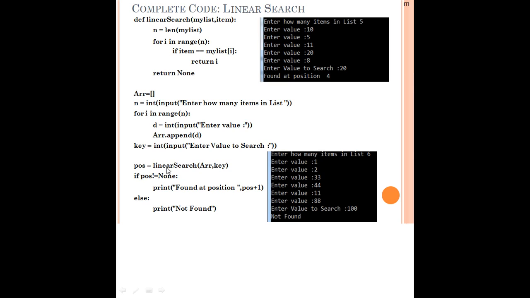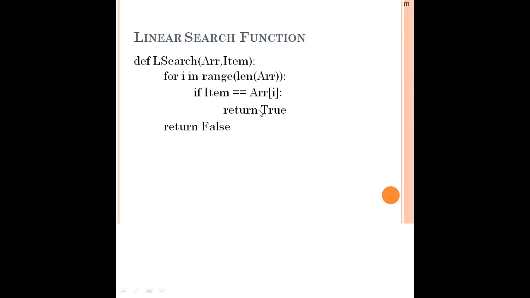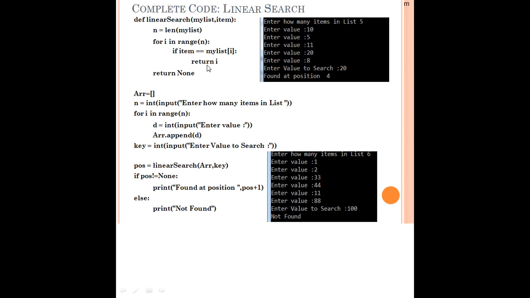Now the function linear search, which has a definition written here, is nothing but traveling from the first element to the last element, and every item is checked. If it is there, it returns true. In our earlier slide you might have seen return true and return false. Here, return i is what? What is i exactly? i is the position, the index where the element is found, and that will be stored in position. If the element is not found at all, none is written in the position. That's why it is checked here.